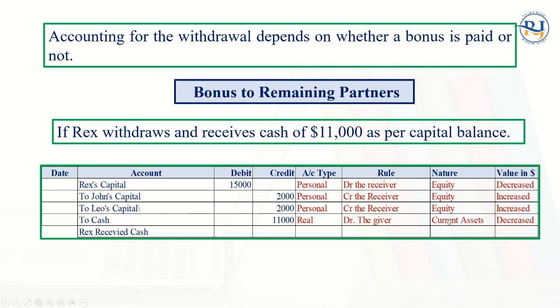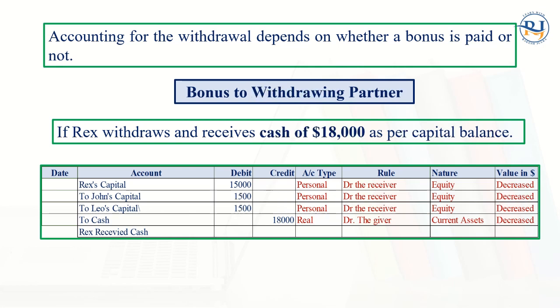So it is decreased. Current assets decreased. Rex capital, which was credit, is now debit. We want to just set off and make a zero balance for Rex, because Rex is going from the firm. And so in this case, John and Leo both will get $2,000 each as a bonus to the existing partner. So they will enjoy that money, because Rex has considered and assumed $11,000 at the time of withdrawing and leaving the organization.